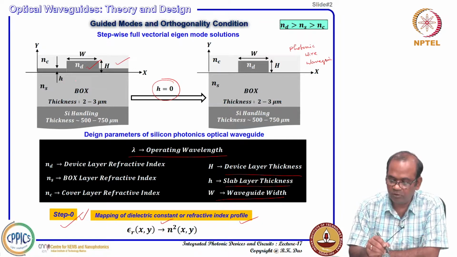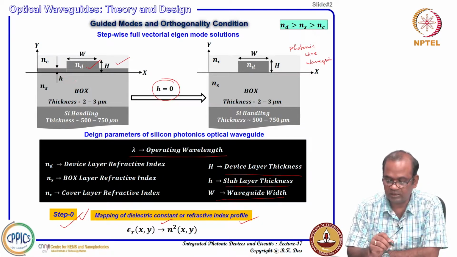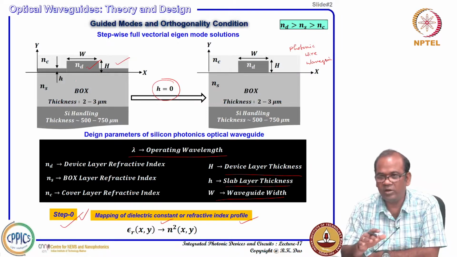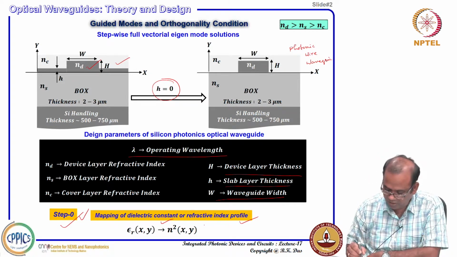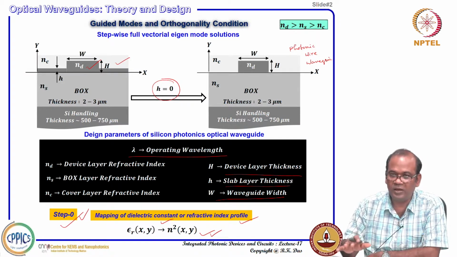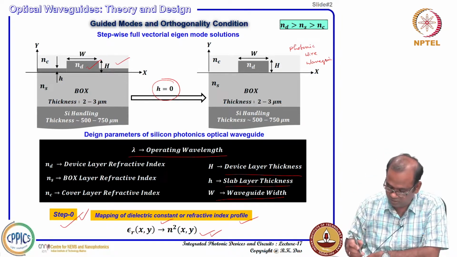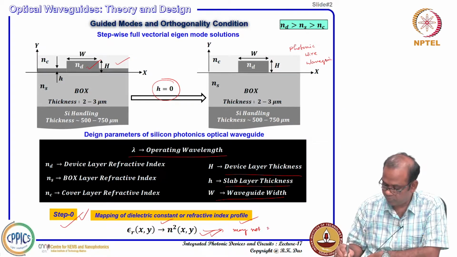We have shown here the example of a silicon waveguide, but it can be any waveguide, any cross section, any refractive index profile, that can be represented as n squared of x y. In the x y plane you should have a map of what the refractive index is at every coordinate. It may not be possible to express using an analytical equation.